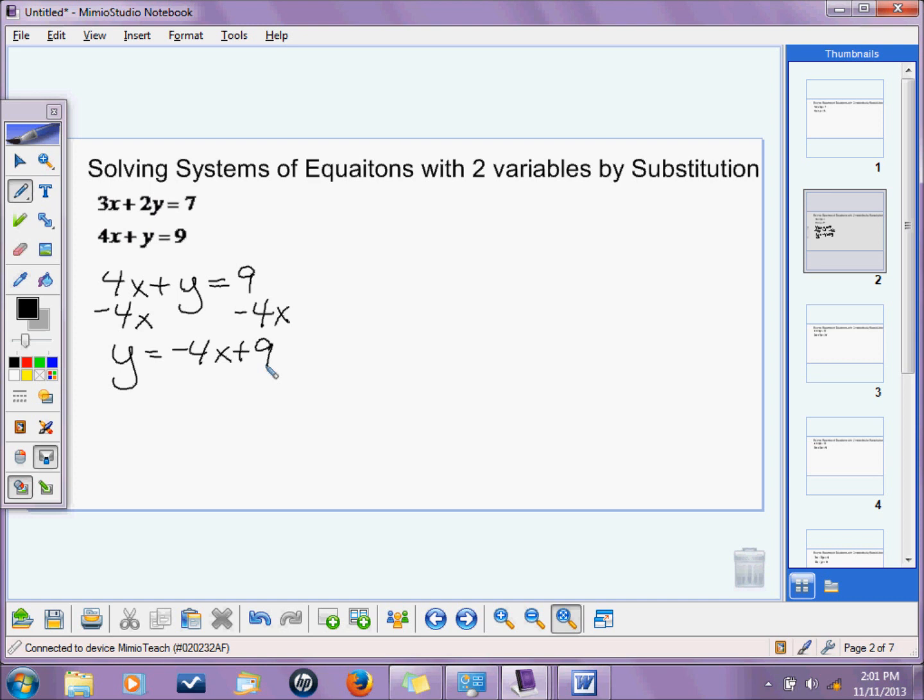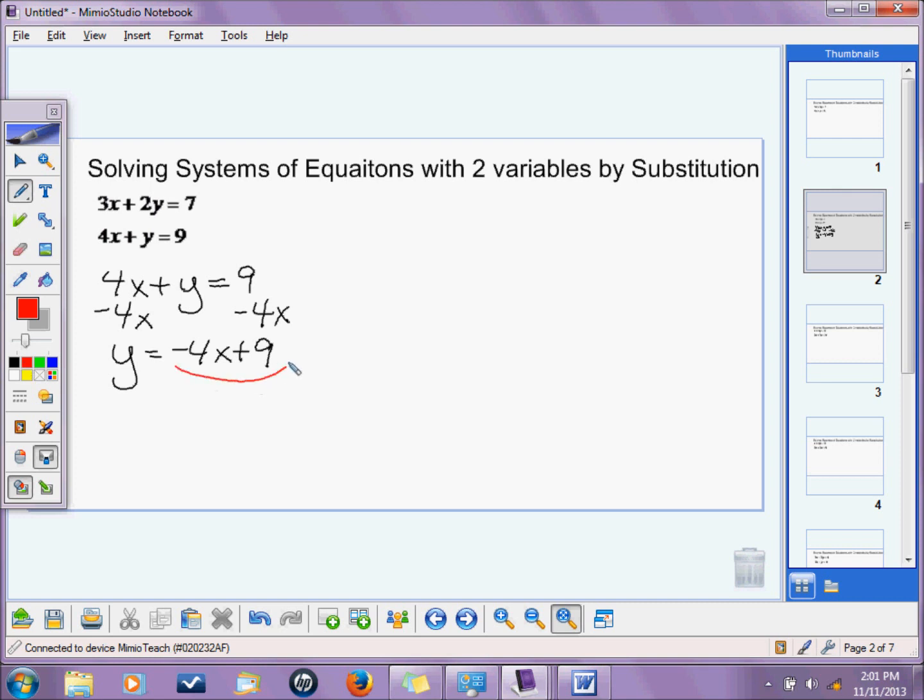Whenever you have an equal sign, as long as you're adding, subtracting, multiplying, or dividing the same thing on both sides, you still have an equal. So I haven't changed anything besides how it looks. Now the purpose of this is so that I can take this equation and use it with the other equation. Be very careful. If you don't actually use it with the other equation, you're going to get a false solution.